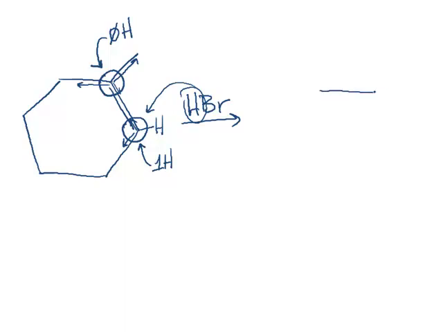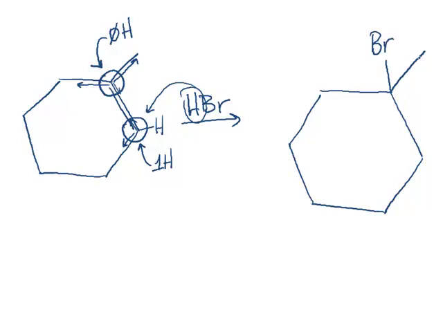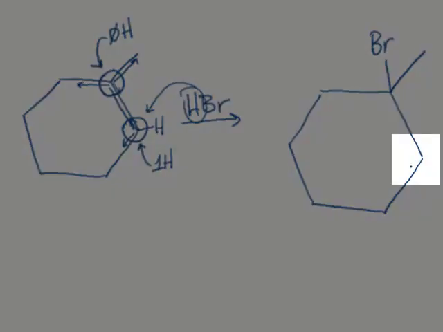In my final product, I want to make sure I keep the backbone the same because all I've done is essentially broken the double bond into a single bond, and I want to attach the bromine to this carbon. Whether or not you show the hydrogen on the other carbon, this carbon here, is up to you.